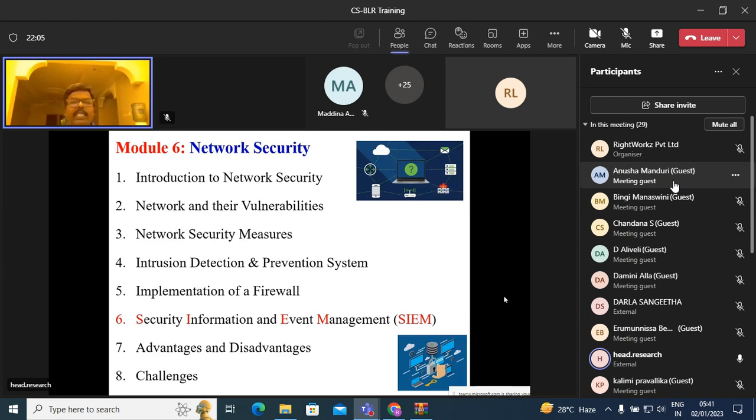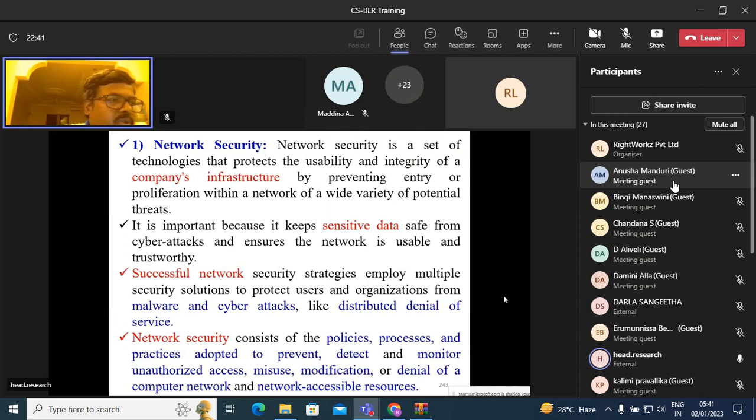So what is meant by network security? Why are we using network security, and what are the fundamental concepts of network security, the network and their vulnerabilities, network security measures, intrusion detection and prevention system, implementation of a firewall, security information and event management, that is called SIEM, advantages and disadvantages, and followed by the challenges. So today I am going to explain the sixth module, a new subject, network security.